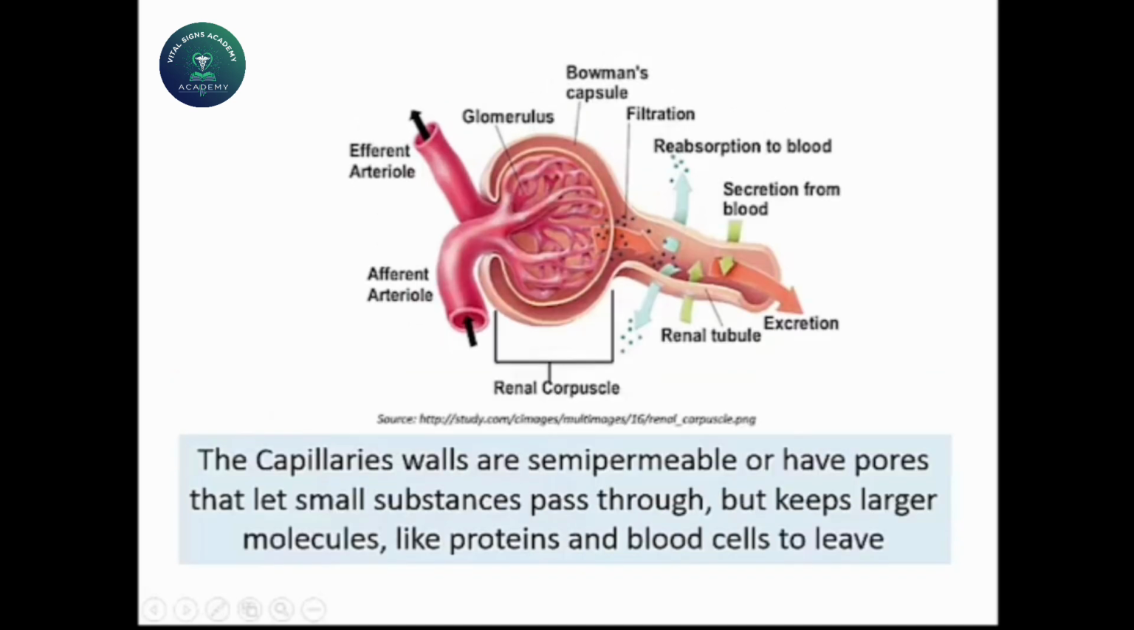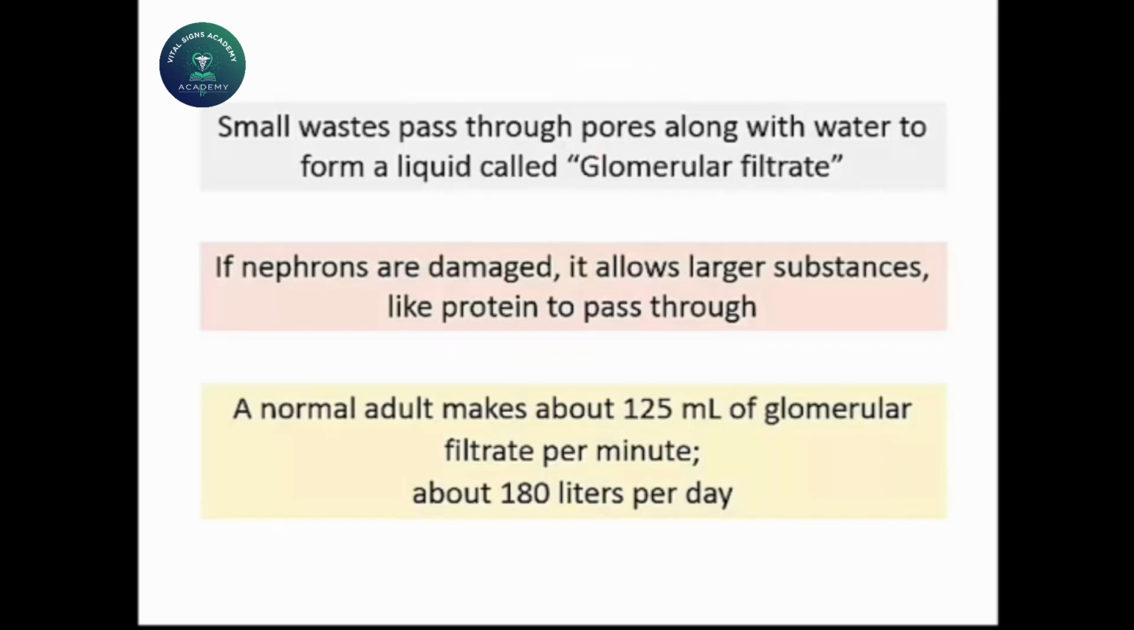The capillary walls are semi-permeable, that is, they have pores that let small substances pass through, but do not allow blood cells and large particles like proteins to pass. Small wastes pass through the pores along with the water to form a liquid called the glomerular filtrate. If nephrons are damaged, larger substances like protein can pass. A normal adult makes about 125 milliliters of glomerular filtrate per minute, that is about 180 liters per day.